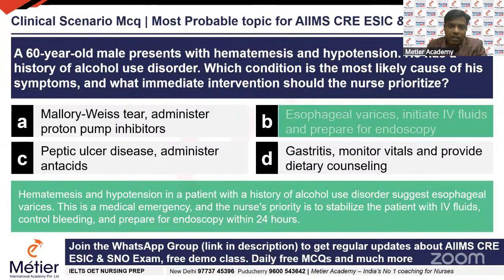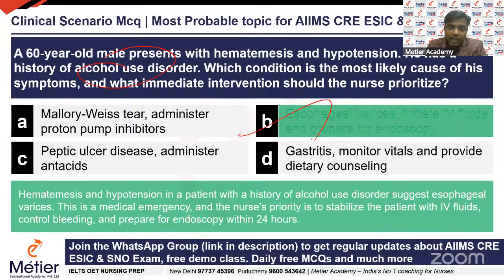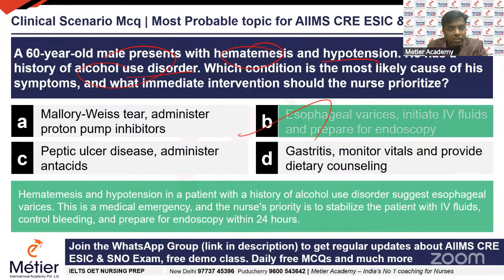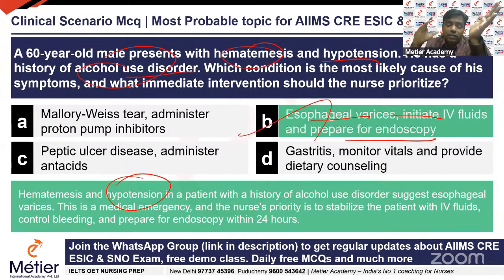Since we discussed alcohol use disorder, if this were a pre-test you would have been confused. It is a post-test, so it will be easy. I don't want to go for the pre-test because of the time delay. I think many people have given the right answer: because of alcohol use disorder, hematemesis and hypotension, it is immediately esophageal varices. What do you do immediately? We have to initiate IV fluids because the patient is going into severe hypotension, and prepare the patient for endoscopy. Your questions are clear with this, you don't need to study more. Practically, in esophageal varices with bleeding and hypotension, start IV fluids and plan to prepare the patient for endoscopy, within 24 hours.